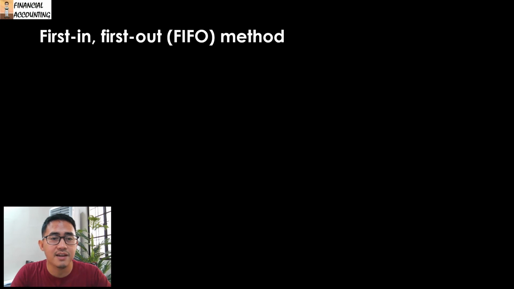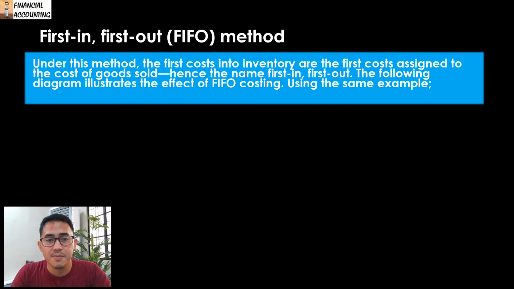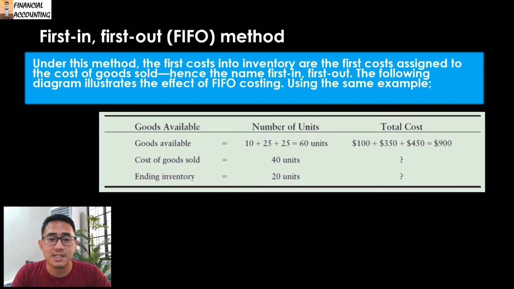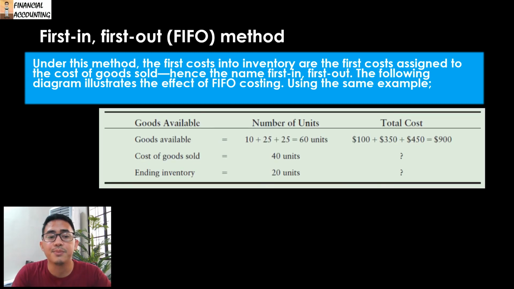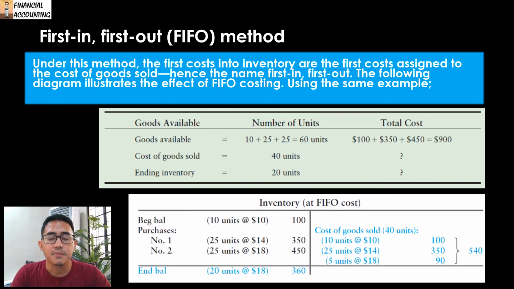Okay, next is FIFO, or first in, first out method. Under this method, the first costs into inventory are the first costs assigned to the cost of goods sold. Hence, the name first in, first out. The following diagram illustrates the effect of FIFO costing. We'll use the same example, only that we will deploy the FIFO method in the determination of cost of goods sold and inventory. So this is how you're going to analyze if you're using FIFO.